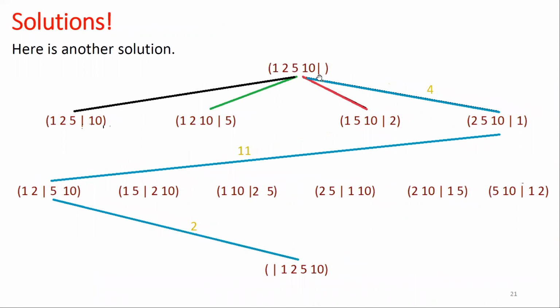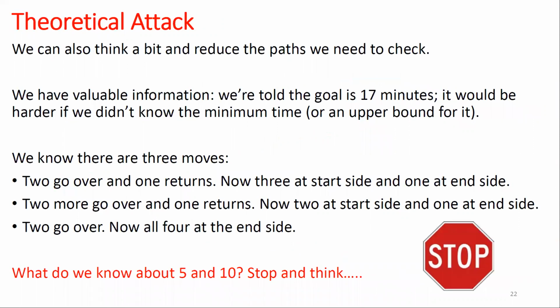The other solution here is we send 1 and 2 over, and we send 2 back. We then send 5 and 10 over, and then we send 1 and 2 back. And notice that both solutions send 1 back and then 1 and 2. Both solutions involved 5 and 10 traveling together, and 1 and 2 traveling together at one point. So let's talk about how we might attack this theoretically. So we have some valuable information in the problem.